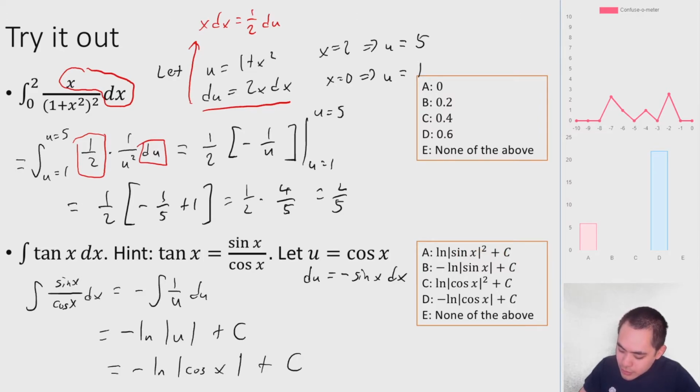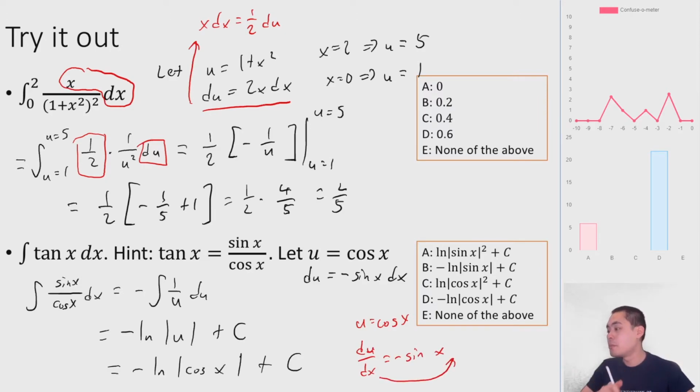So here we had u is equal to cosine of x. So du dx is equal to minus sine x. If you move the dx out front, you get a value for du.